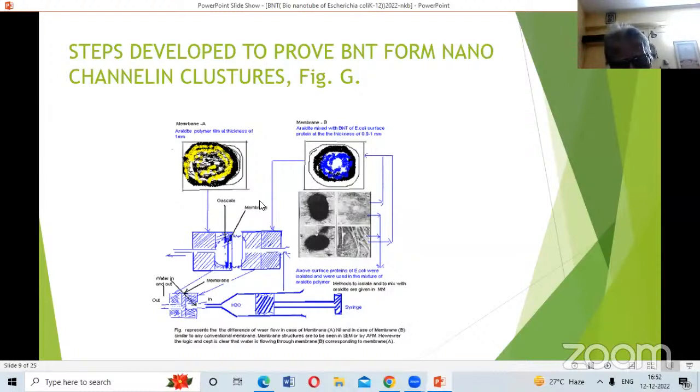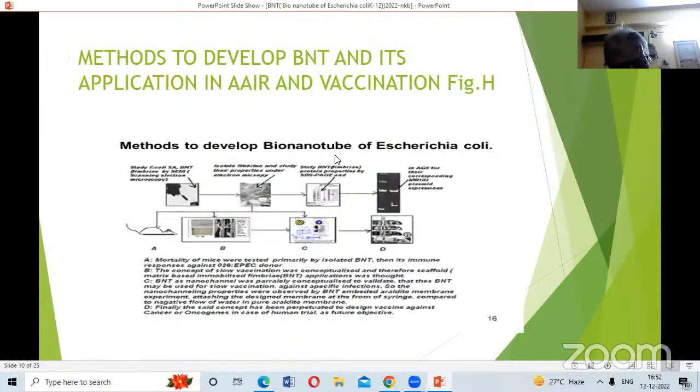Now we see these are the pictures that I have shown already in the electron microscope. They are isolating fimbriae. You have seen already. We have isolated.